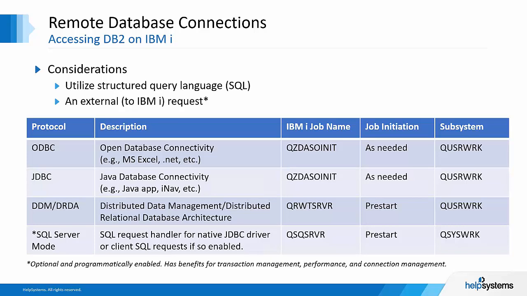So with Robot Monitor, we can focus on those activities specifically named QZDASOINIT. We can also focus on activities by user profile name. We can also focus on other remote database connections like DDM and DRDA. We've got GUI products that connect via that protocol as well. And you may see some requests or jobs on your system named QSQSRVR. If you do see that, that's some additional programming that was required behind the scenes. Those jobs are in the form of a pre-start job, and that's part of, or could be part of, a JDBC connection.